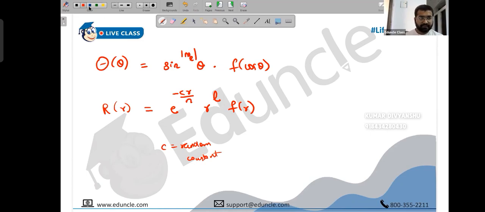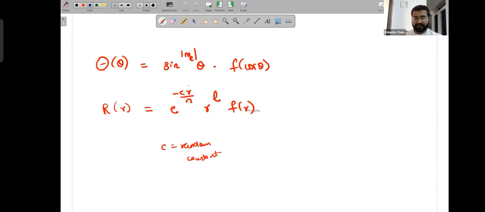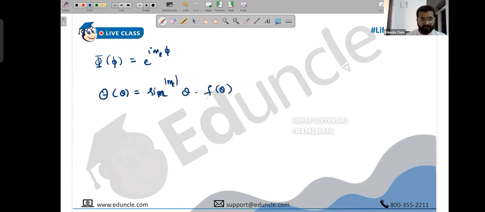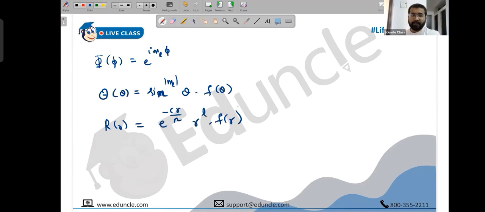Okay. So summarizing all of them in one page once again. What do we have, people? We have phi, which is a function of phi. It is just e raised to i ml phi. Then we have theta, which is a function of theta. It is sine raised to ml theta into some function of theta. Then R, which is a function of only r. It is given by e raised to minus cr upon n into r raised to l into some function of r. Now, importantly, this is only a function of phi, this is only a function of theta, this is only a function of r.